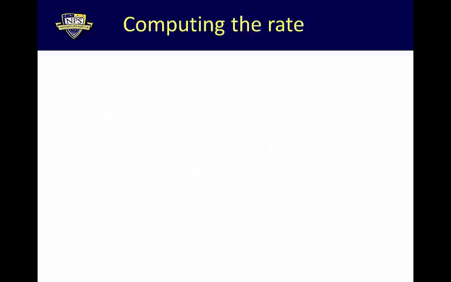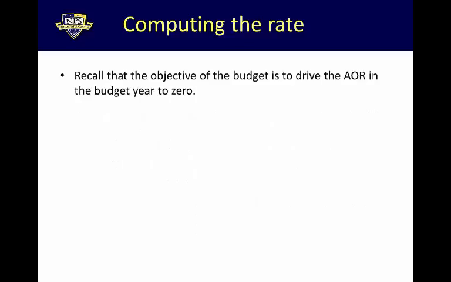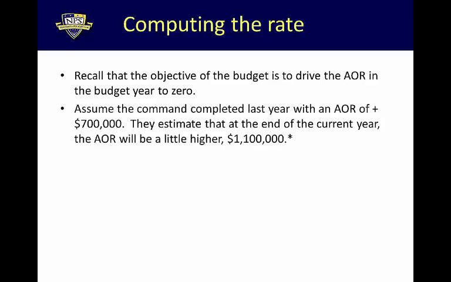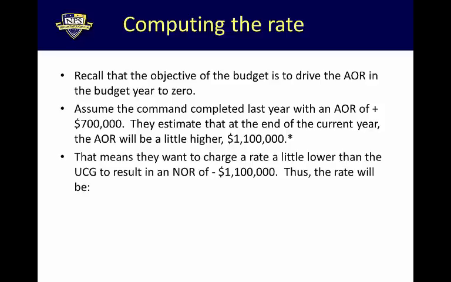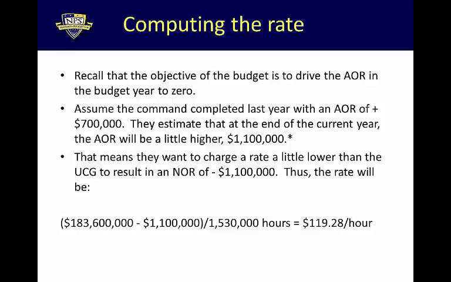Why not? Well, recall that the objective of the budget is to drive the AOR in the budget year to 0. So assume this command completed last year with an AOR of positive $700,000. And they estimate at the end of the current year the AOR will be a little higher, 1.1 million. That means they want to charge a rate a little lower than the unit cost goal to result in a negative NOR equivalent to their estimated beginning of the year AOR.